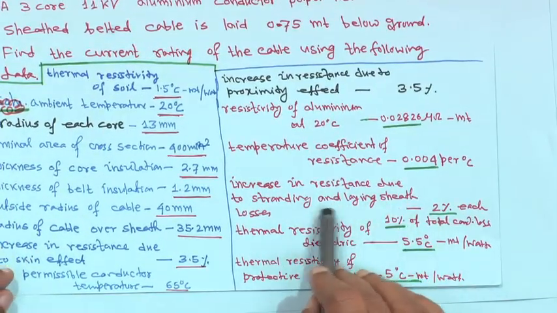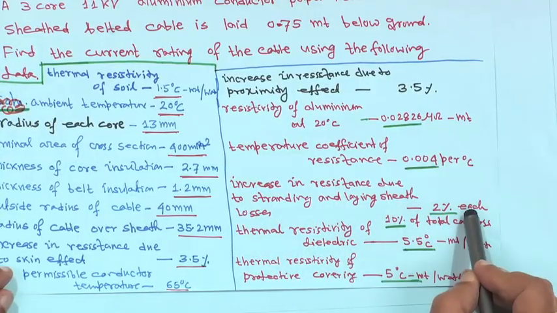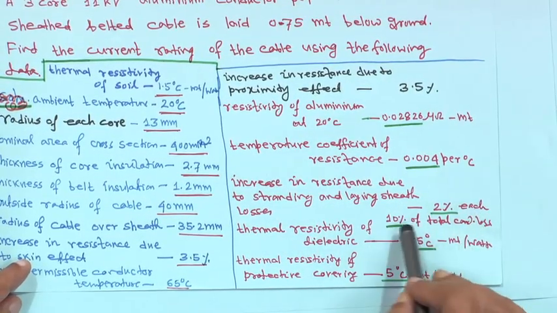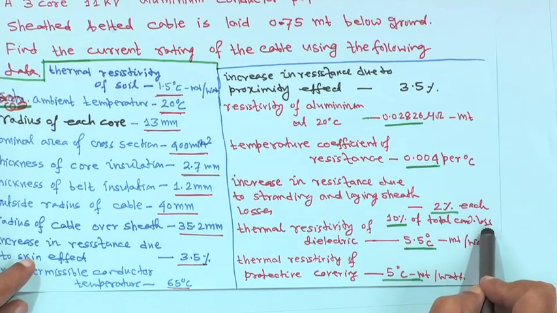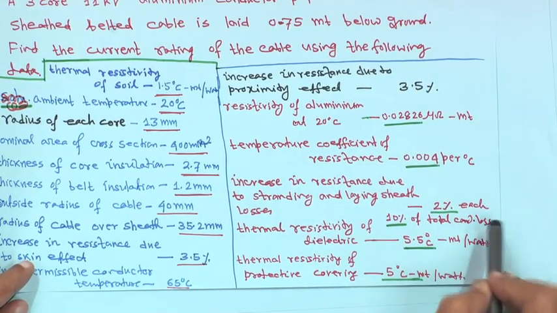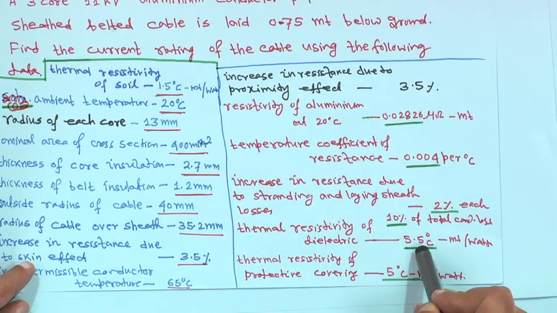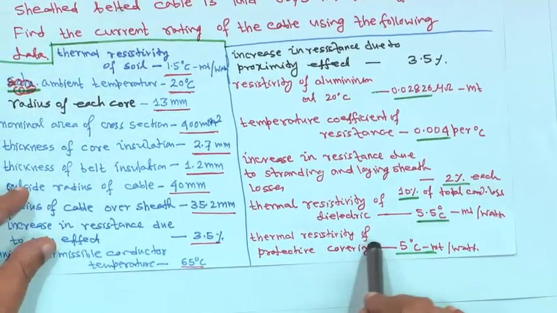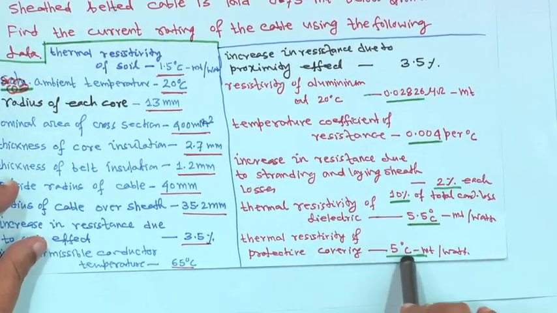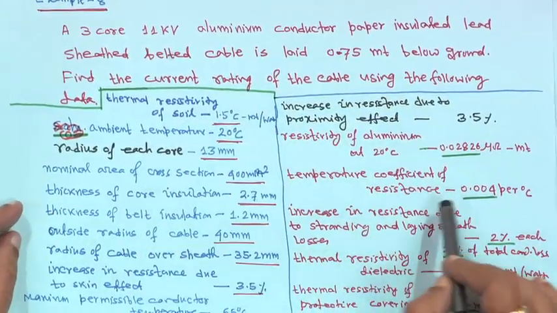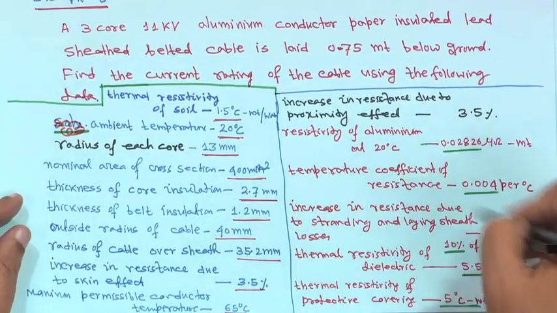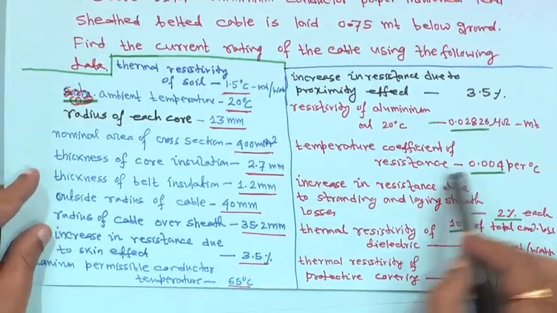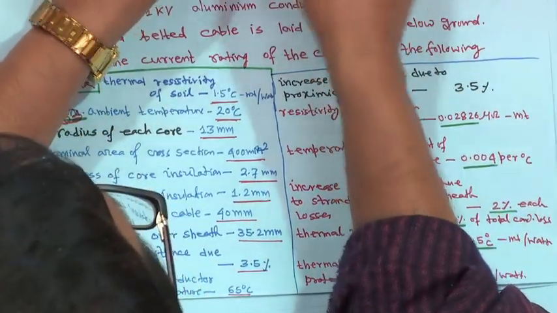Increase in resistance due to stranding and laying, sheath losses 2% each, that also you have to consider, and 10% of total conductor loss. Then thermal resistivity of dielectric is given as 5.5 degree Celsius meter per watt. And one more thing, thermal resistivity of protective covering is 5 degree centigrade meter per watt. So, the problem is this much, but more than 15 or 16 parameters are given, right. But calculations are straightforward, data is not a problem here.